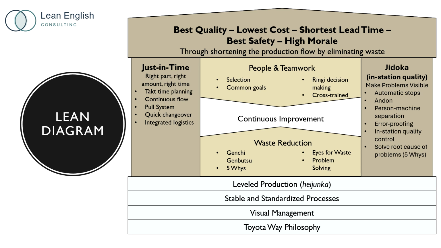We will speak on this subject in more depth in future episodes, but here is a high-level view of what it means. The Lean building diagram represents Lean's major principles and tools. The Lean motto is at the top of the building: best quality, lowest cost, shortest lead time, best safety, high morale, through shortening the production flow by eliminating waste. The targets are highlighted in bold text to show their importance, while the method is in plain text.